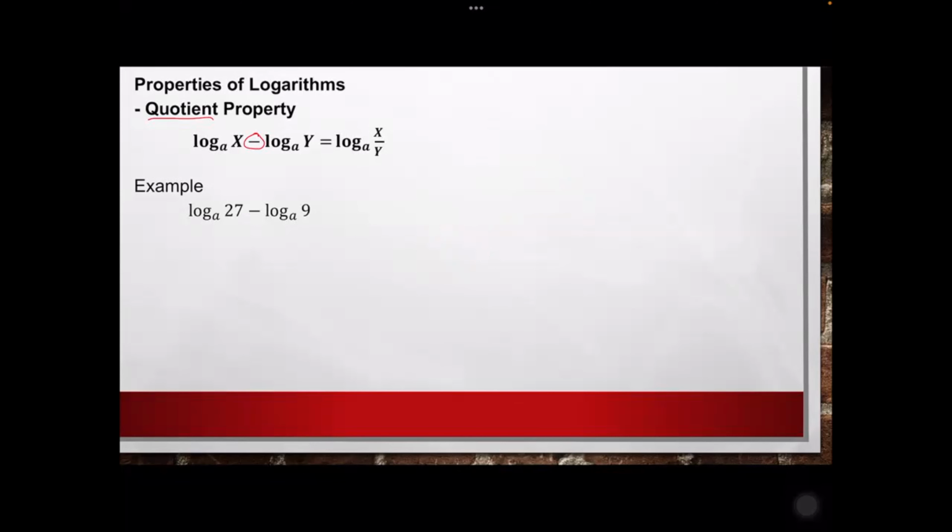Example, we have the logarithm of 27 minus logarithm of 9 with base of a. So, magkakaroon tayo dito logarithm of base a, this will be 27 over 9. So, this will be logarithm with base a, 27 over 9, this will be equal to 3. Kasi 27 divided by 9 ay 3. Question? Sundan? Okay.